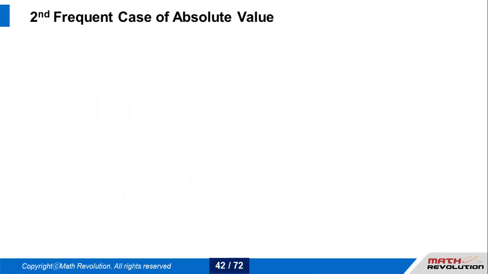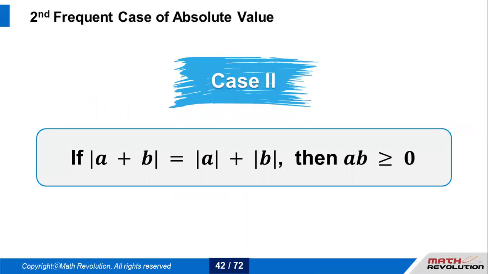Let's say the second frequent case, which is equal to. So mod of a plus b is equal to mod of a plus mod of b. In this case, your ab would be greater than or equal to 0. The first one was less than, so your product was ab less than 0. Second one is equal to.